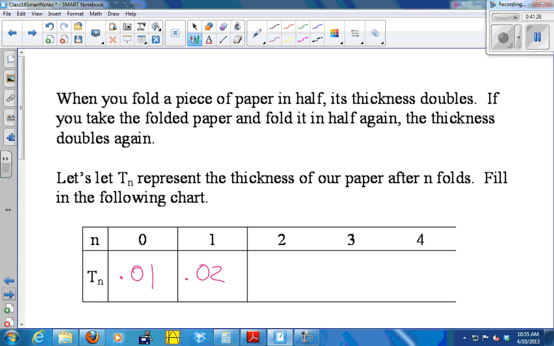So now it's folded in quarters like this. How thick is my paper? 0.04. Yeah, doubled it again. And then if I fold it one more time, 0.08, 0.16. So you get the idea, the thickness of your paper is going to double every time you fold it in half.